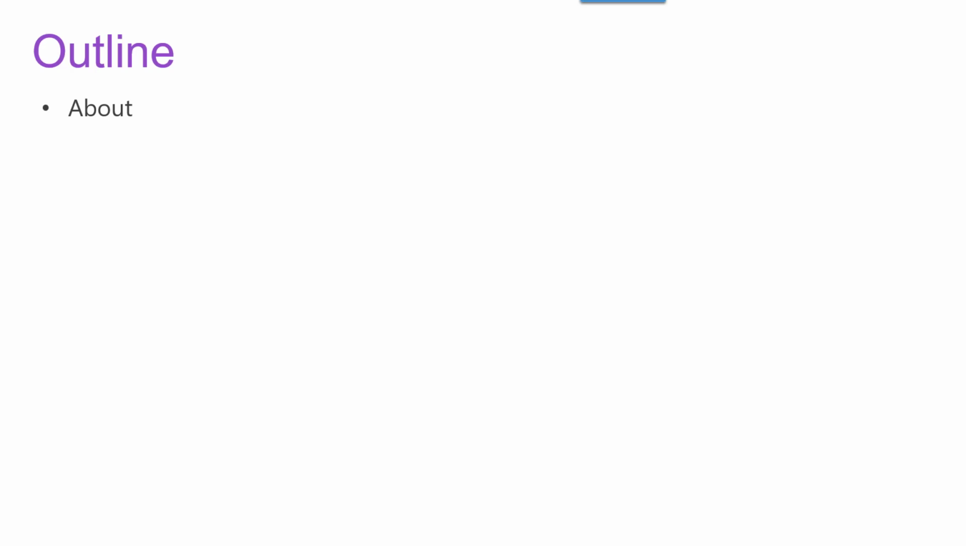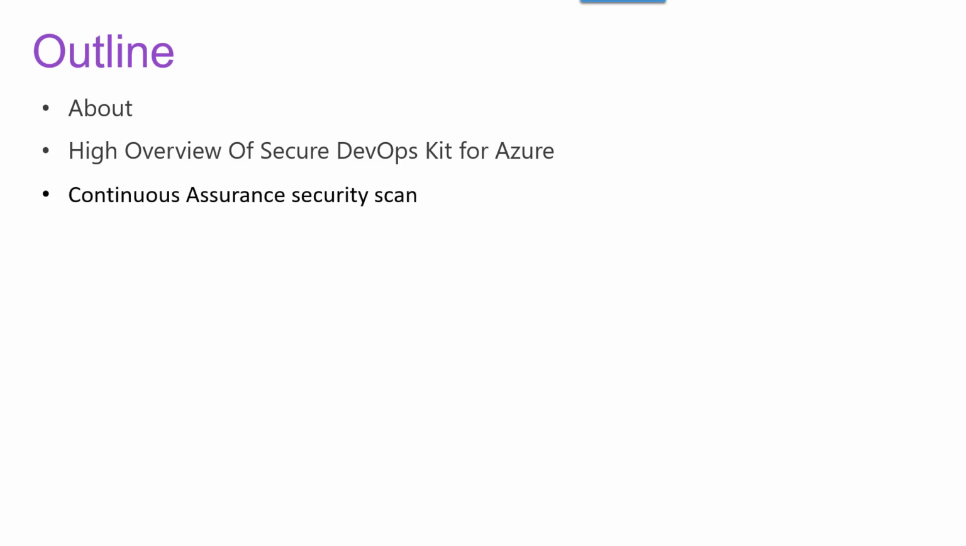So in this video, we are going to have an overview about Secure DevOps Kit for Azure. So we will understand what is this tool, who developed this tool, where we can find more information about this tool. And then we will give an overview about one of the very important verification tests, which is a continuous assurance security scan. So part of the DevOps kit, we can run different types of scan, and one of them is the continuous assurance security scan.